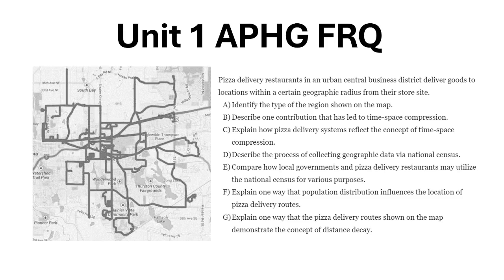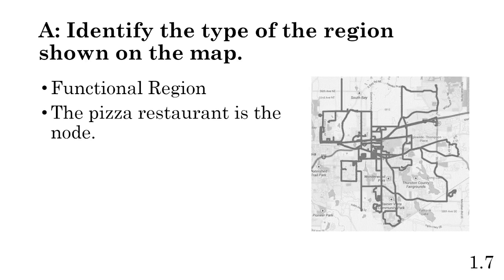So let's start out with part A. Part A, identify the type of region shown on the map. So this is a functional region. A functional region is a region that's connected to a node, which is a function. So the pizza restaurant is the node. It is the function. And then it's linked to where a driver can deliver to from that restaurant. So that's what makes this a functional region.